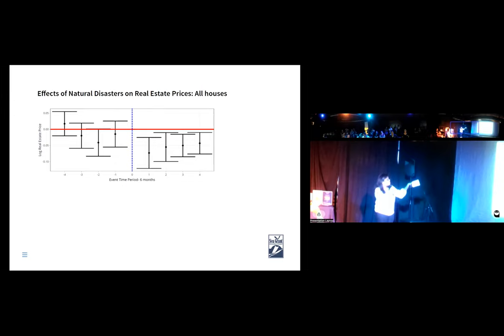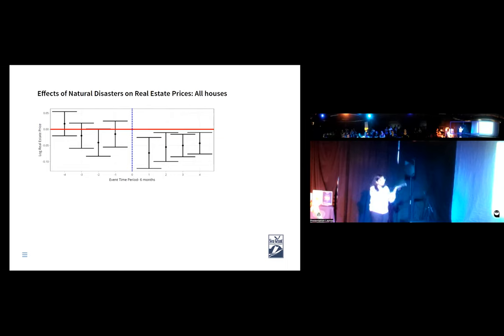If you look at the first time period, there's a decline of about 6% in home prices following a disaster. In the second time period, it's a little lower, maybe about 5.2%. So the decline is sharp for the first 6 months, and then it gets a little better as time passes.